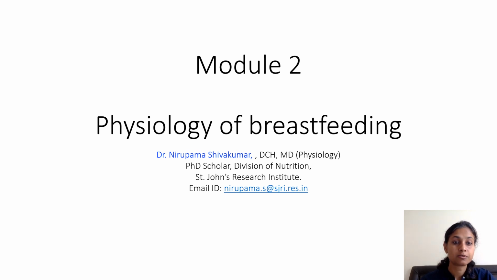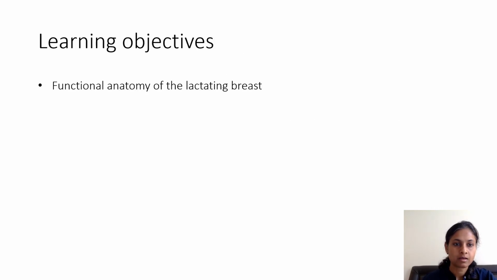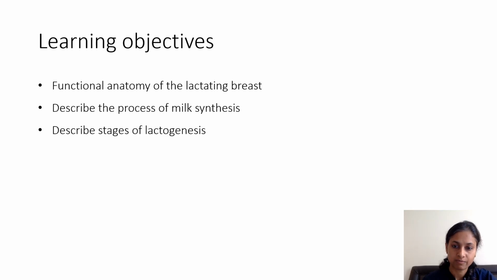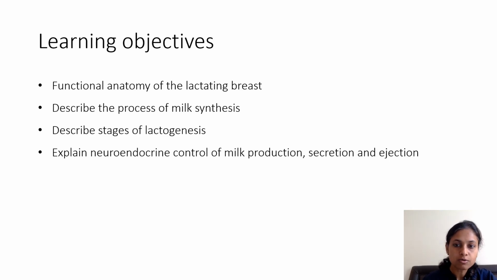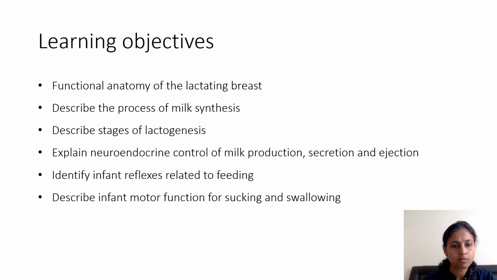I will discuss Module 2 with you, which is on the physiology of breastfeeding. Your learning objectives will be as follows. We will discuss where and how milk is produced in the lactating mother, the three stages of lactation, neurohormonal control of how milk is produced, secreted, and delivered to the baby. What are the oral reflexes in the newborn that help in breastfeeding? And eventually, what happens when the mother stops breastfeeding?